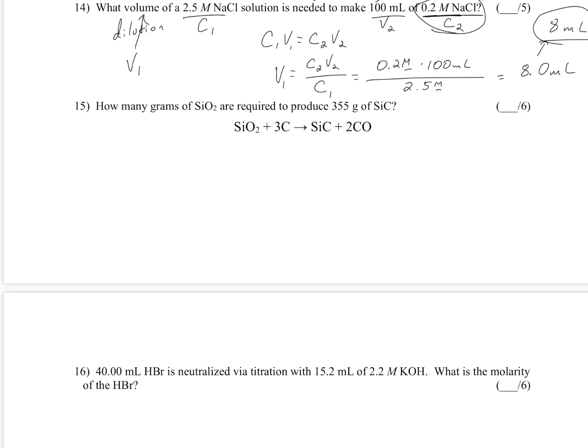All right, question number 15. How many grams of silicon dioxide are required to produce 355 grams of silicon carbide? So we have our balanced chemical equation. We can check. We have 3 carbons, 1 silicon, 2 oxygens, 2 oxygens. Great. So we want to know grams of this, but we're given grams of our product.